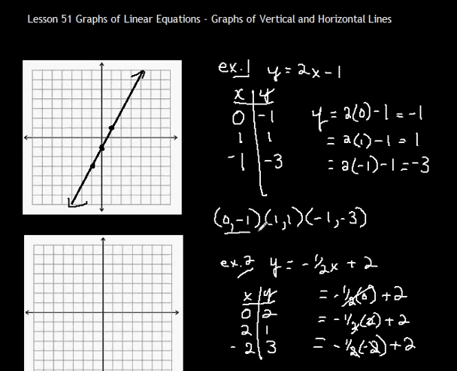Then you could either write them as ordered pairs like this, or you could simply, I'm going to do this on the same graph up here, I think. Or you could simply just plot them from here. So we get 0, 2, left and right none, up 2; 2, 1; and negative 2, 3. And you can see they line up on a straight line. So we go there, and we just connect those guys, and we have our line.